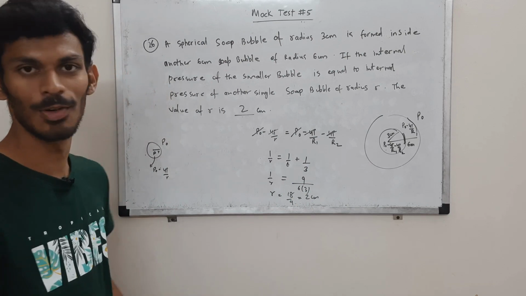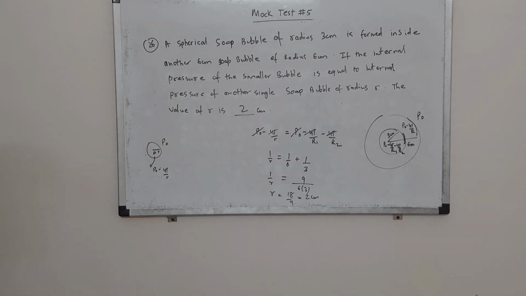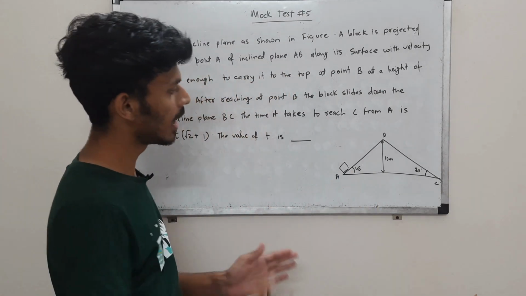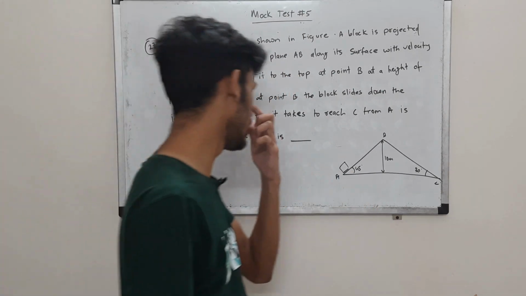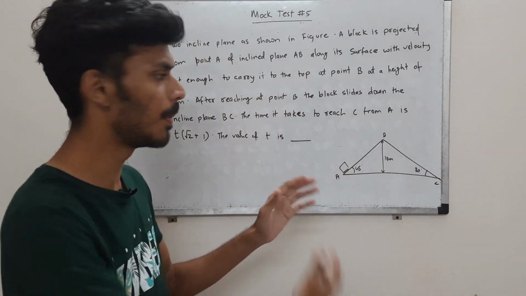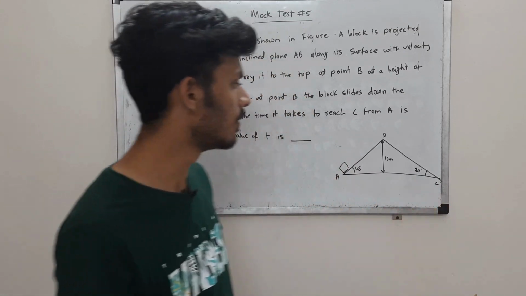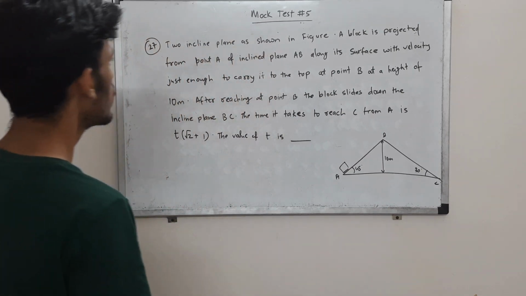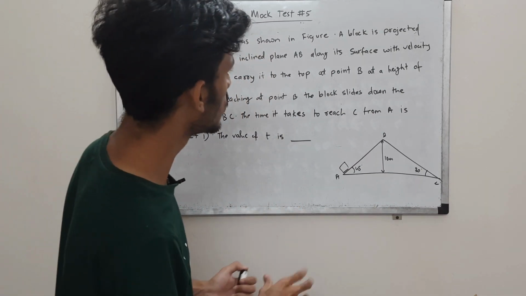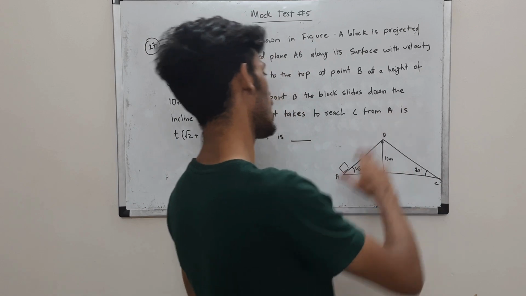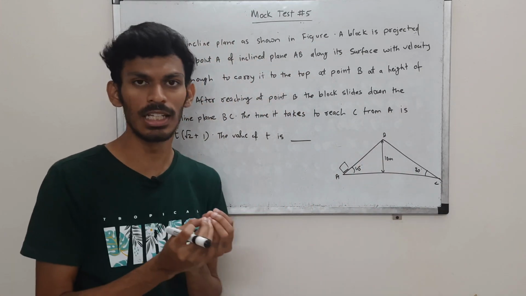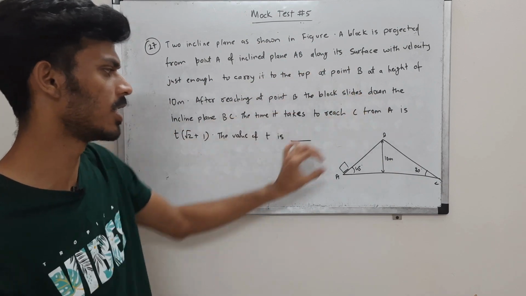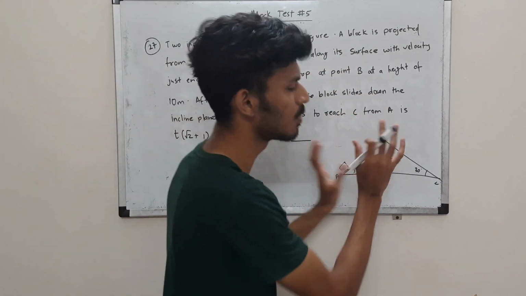Let's move to the last few questions for the day. Question 27. In this question we have two inclined planes as shown, one with an inclination of 45 degrees and the other with an inclination of 30 degrees. They are combined together. We are going to project a block along AB with a velocity just enough to take it to the highest point, point P. Just enough velocity so that it reaches point P.